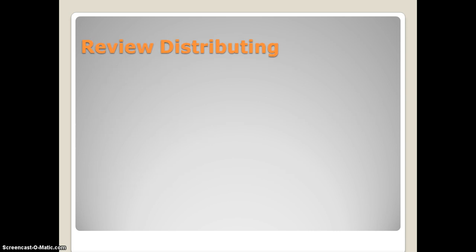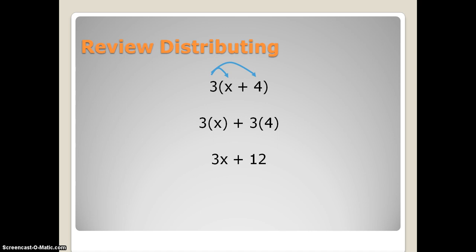So to review distribution, we get problems that look like this, where there's something on the outside of parentheses and some things inside the parentheses. The way we solve these problems is we're going to distribute through with the 3. So what happens here is we're actually going to multiply 3 times x and 3 times 4. But what we're going to write down is the simplified version of that. 3 and x is just written as 3x. 3 times 4 is just written out as 12, and this would be the simplified version of it.